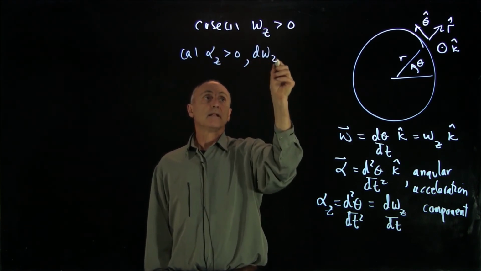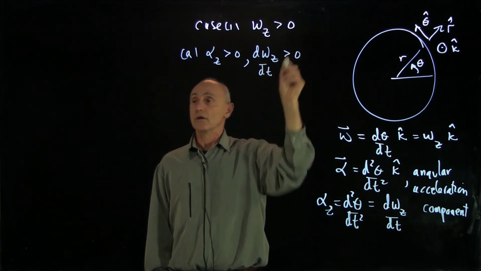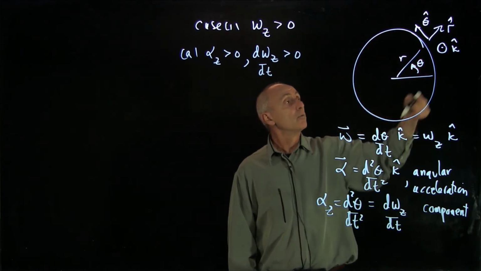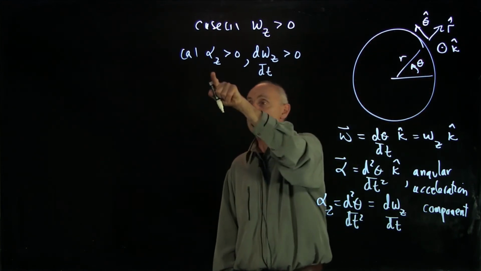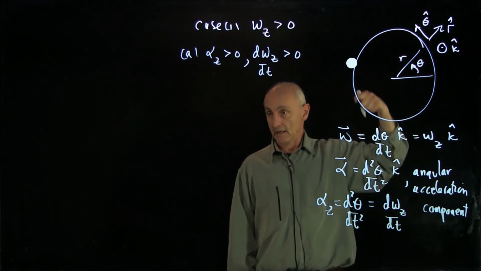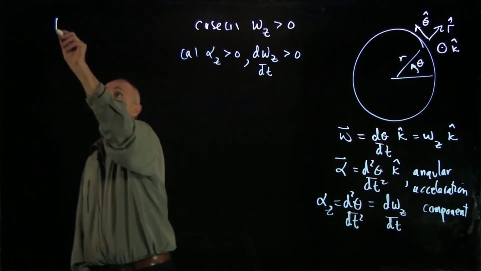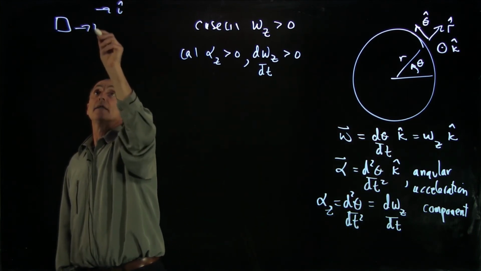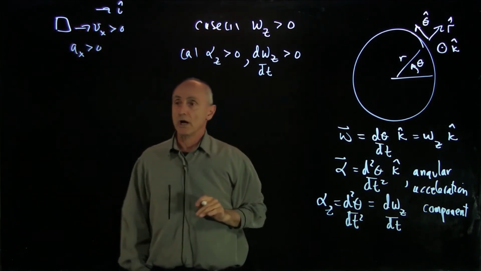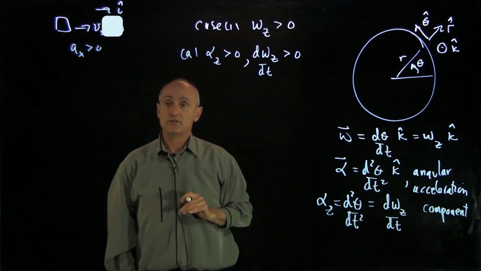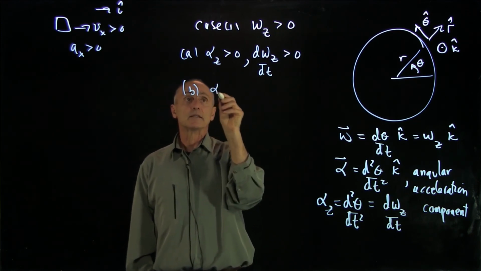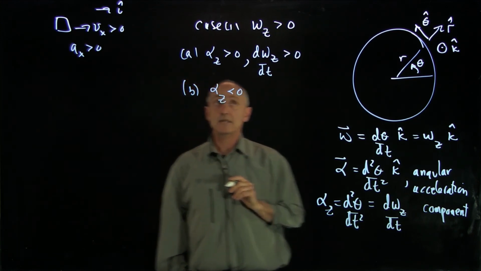Remember, that's the statement that d omega dt is positive, that omega z is increasing. So if an object is moving with the positive component of omega z and the angular acceleration component is positive, that corresponds to speeding up. In the linear example, if you had one-dimensional motion along i hat, Vx positive and ax positive corresponds to an object increasing its speed in the x direction. That's our first case.